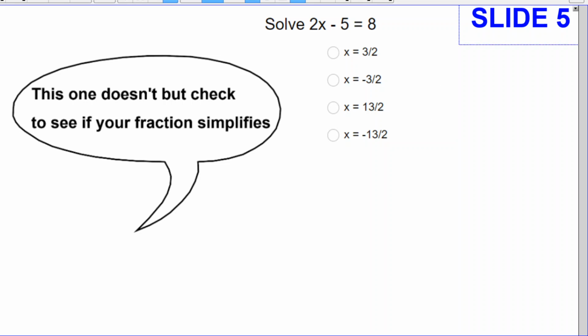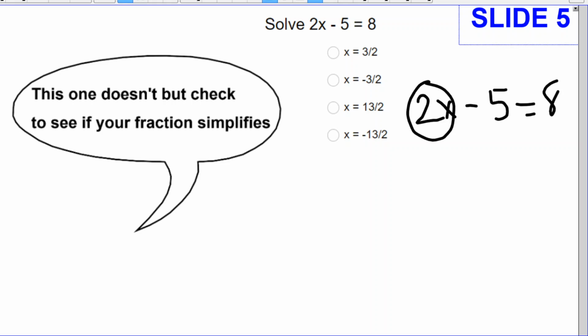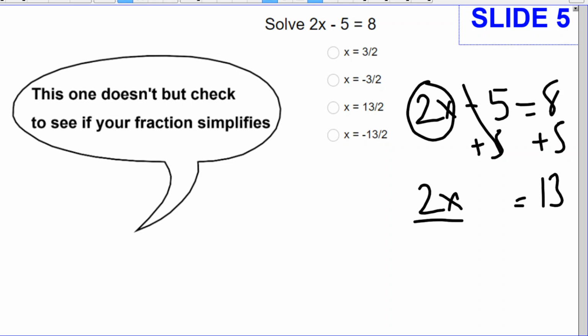Let's have a look. Whoops. This one doesn't, but check to see if your fraction simplifies. So you can see the answers here are all fractions. So look for your x term, but then do the opposite to move the number across. So instead of subtracting 5, we're going to add 5. That cancels. 8 add 5 is 13. And then instead of timesing by 2, we divide by 2. So you'd end up with positive 13 over 2.